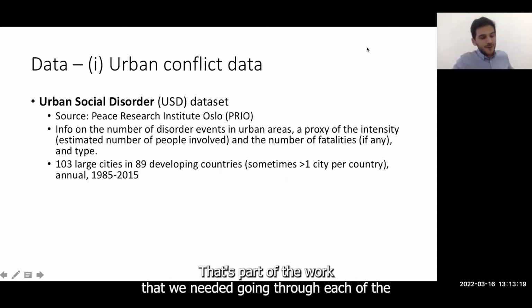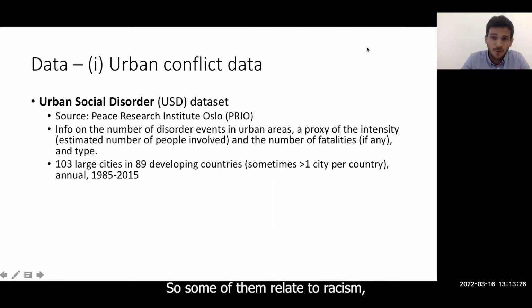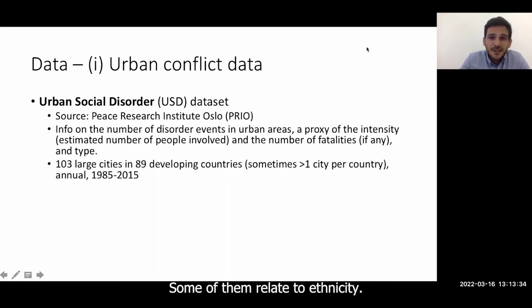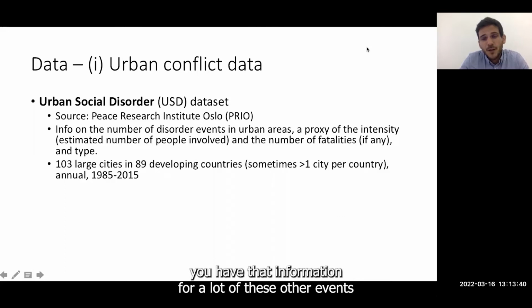That's part of the work that we did, going through each of these disorder events and seeing exactly what they relate to. So some of them relate to prices, some of them relate to, I don't know, lack of public services, some of them relate to ethnicity. You have a little bit of everything, right? And as I said, you have that information for a lot of disorder events in more than 100 large cities in 89 developing countries.